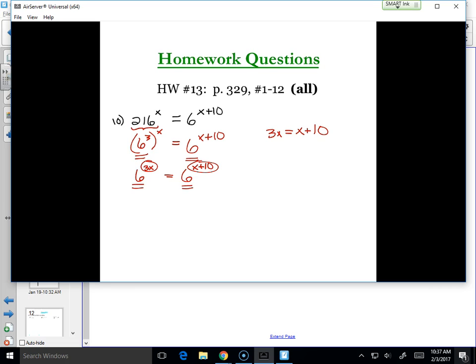Cool. Times 3. Does it make sense then how I substituted 216 for 6 cubed? Yeah. Okay, cool. Then we get those like bases, and that's how we're able to set them equal. Then we solve by subtracting x. Right? Yeah. 2x is equal to 10. This is algebra at its core, kiddos. Divide by 2. The question is, can you find x? And the final answer should have been 5.